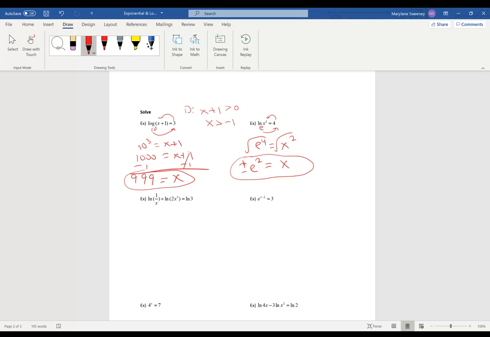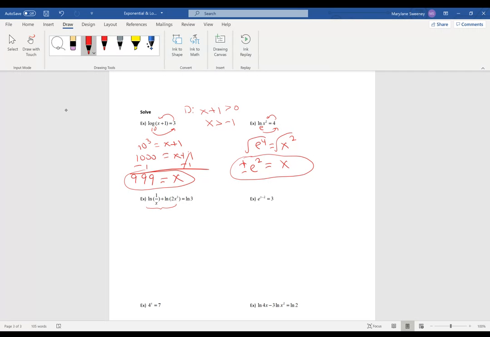All right, now I'm getting to one where there's logs on both sides. We know eventually we can drop off log, solve. But we cannot drop off log until we've gotten both sides completely simplified using all properties of logs.